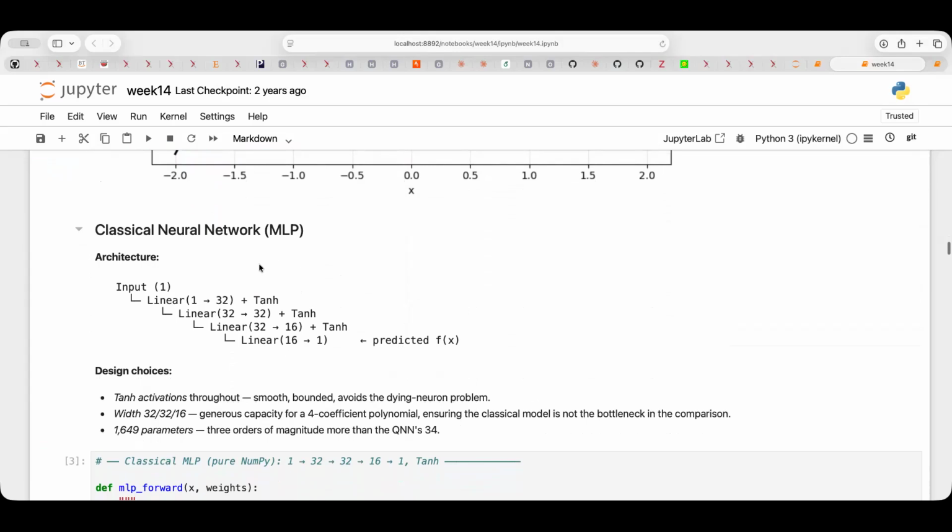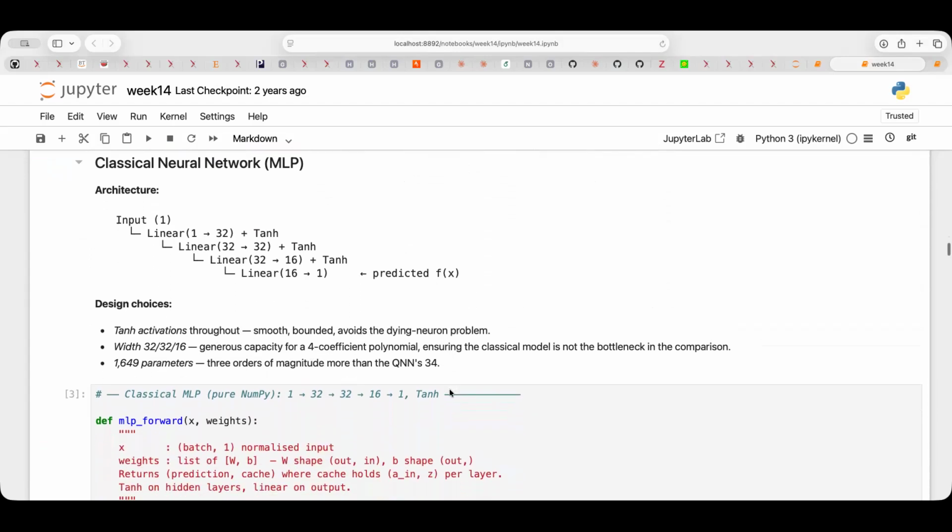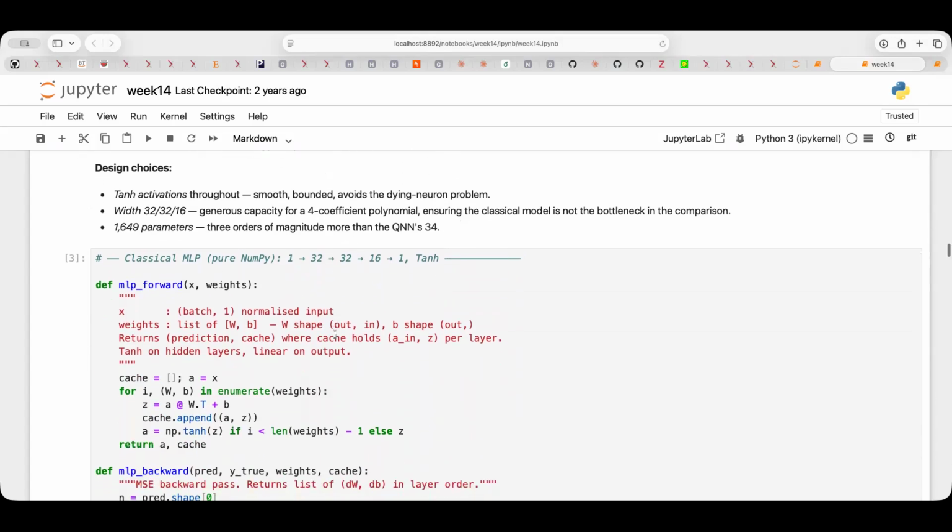So the classical neural network has a simple architecture. I have tanh throughout. This is the width of the hidden layers, and this is actually pretty generous, as I said, for a 4 coefficient polynomial. So in a sense, you could get away with one simple layer. So it's not a fair comparison with a quantum neural network here, because I'm actually making it a little bit too large. You will see that if you play around with a smaller network, you would actually get a pretty good description of the data.